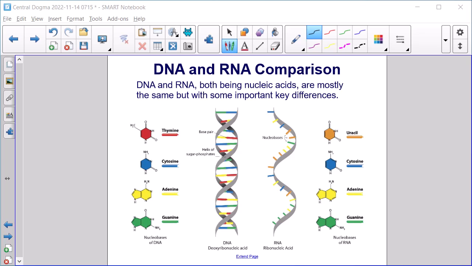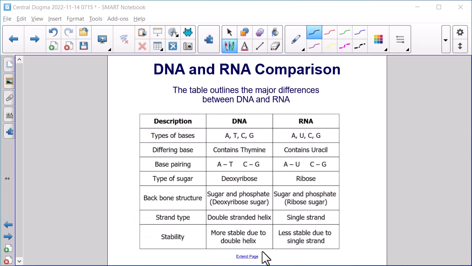An RNA comparison. DNA and RNA, both being nucleic acids, are mostly the same, but with some important key differences. You can see visually the differences here between DNA on the left and RNA on the right, and we'll take a look on the next slide at what those differences are more closely. This table outlines the major differences between DNA and RNA.